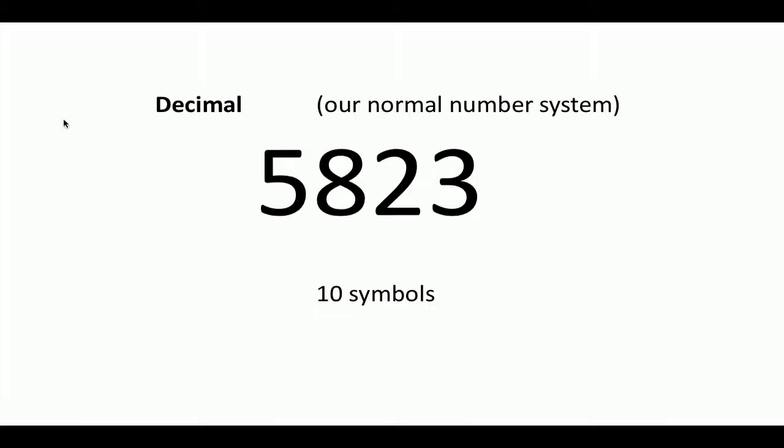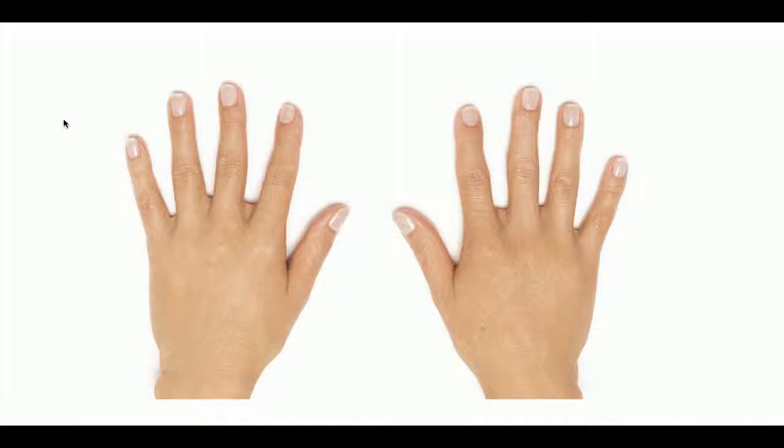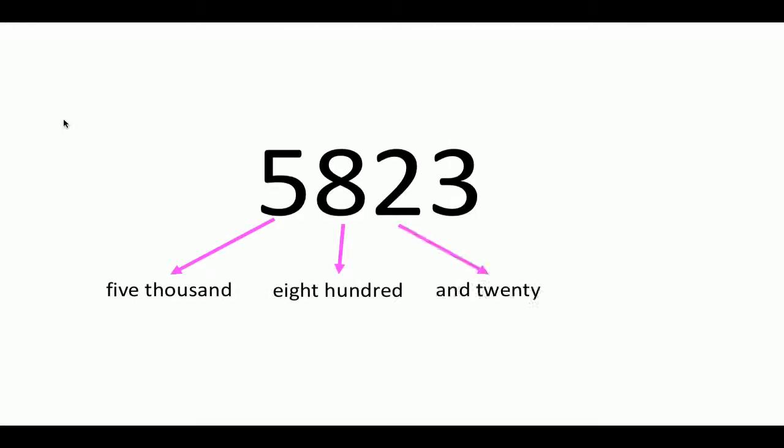Here's a number. It's not a binary number, it's a decimal number. It's probably called decimal because there are 10 symbols. Here are the 10 symbols. And we developed it because we've got 10 of these, and it's useful to count. So here's a number, 5,823.